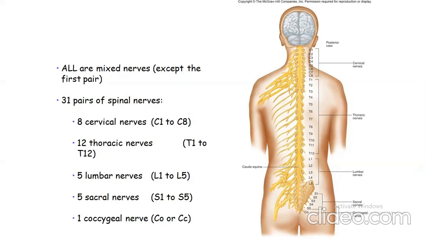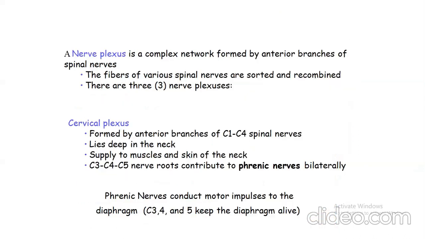Here are the spinal nerves. There are 31 pairs of spinal nerves. 8 is the cervical nerve, C1 to C8. 12 is the thoracic nerve, T1 to T12. 5 is the lumbar nerve, L1 to L5. 5 is the sacral nerve, S1 to S5. 1 is the coccygeal nerve, C0.